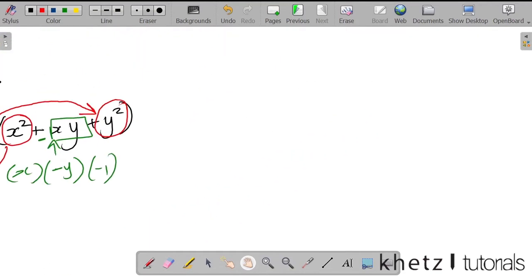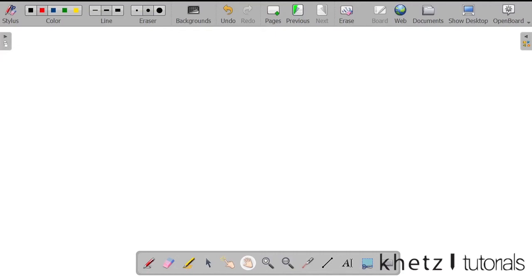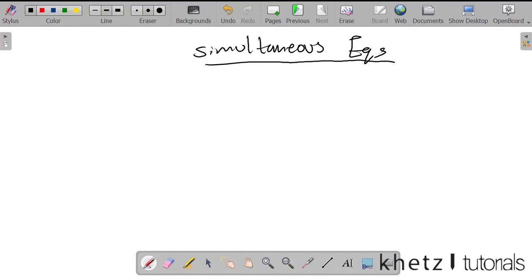Now we're going to move on to the next topic, which is simultaneous equations. Now with simultaneous equations, you can get different forms. And another variation of those different forms is the one which I'm about to show you now. So let's say you're given this.